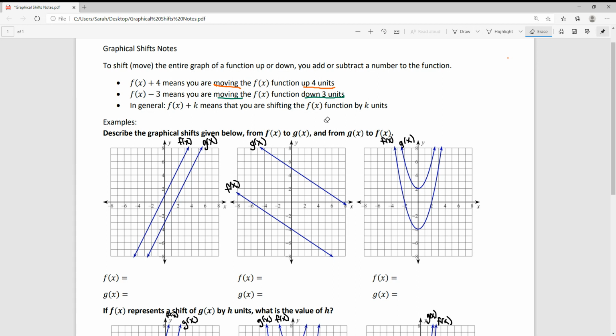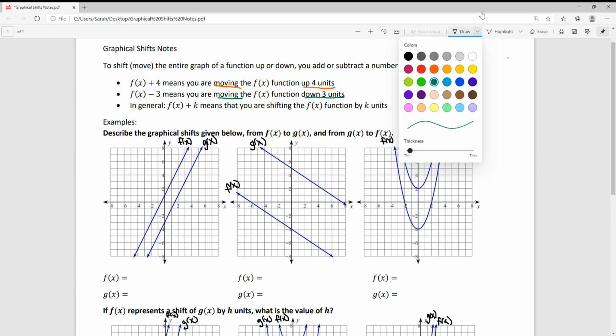For the first few examples we're going to look at, we have two graphs, f of x and g of x. Notice that they're the same shape of graph, like they're both lines, or in this third one, they're both U-shaped graphs. How would I move one into the other? We're going to write f of x in terms of g of x and g of x in terms of f of x. Let's try some of this out.